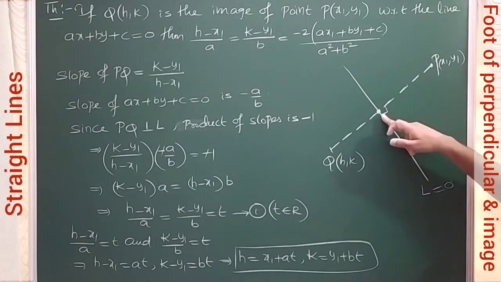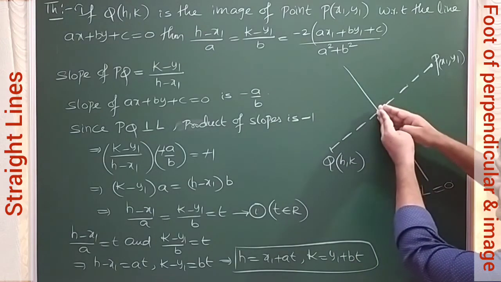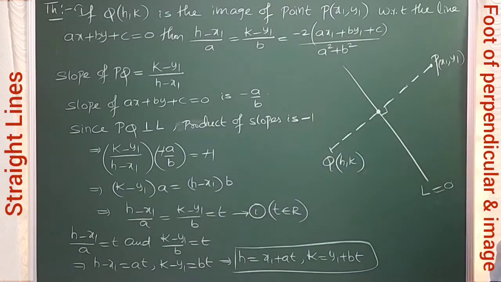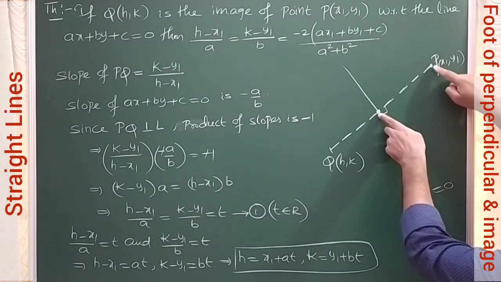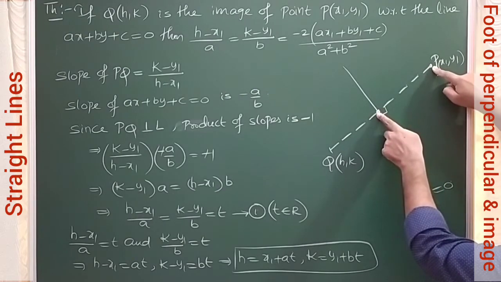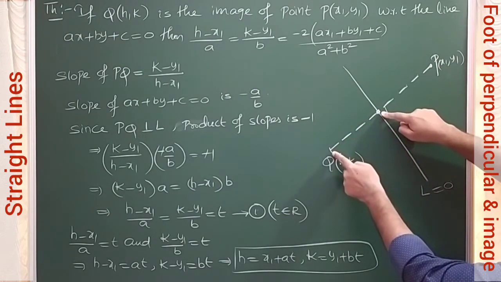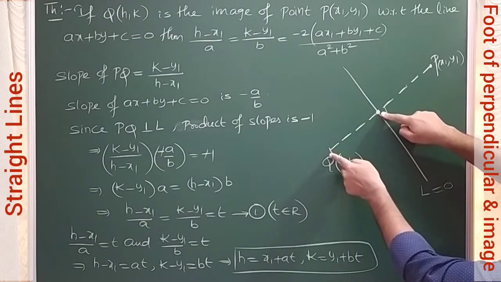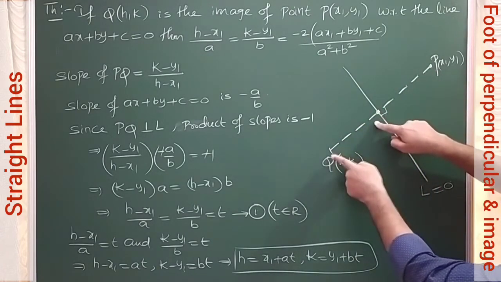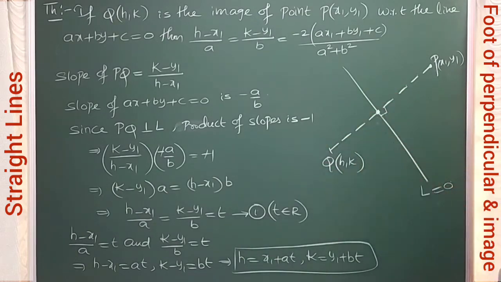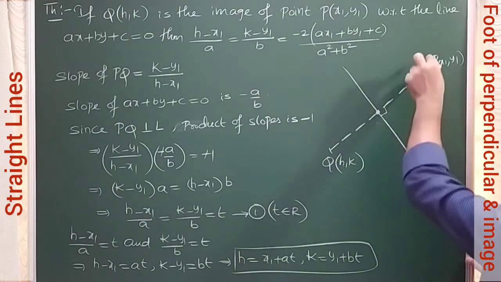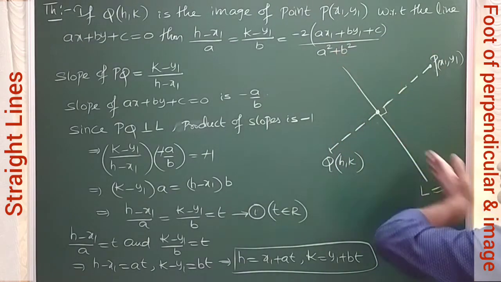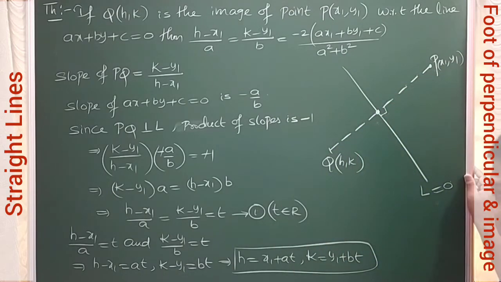That means the image will be formed exactly at the same distance but on the other side of the line. So whatever distance we have of P from the line, the same distance will be maintained for the image of the point from the line. So this distance and this distance will be the same actually. At the same distance we will be getting the image. And of course this line will be perpendicular to the given line L = 0.